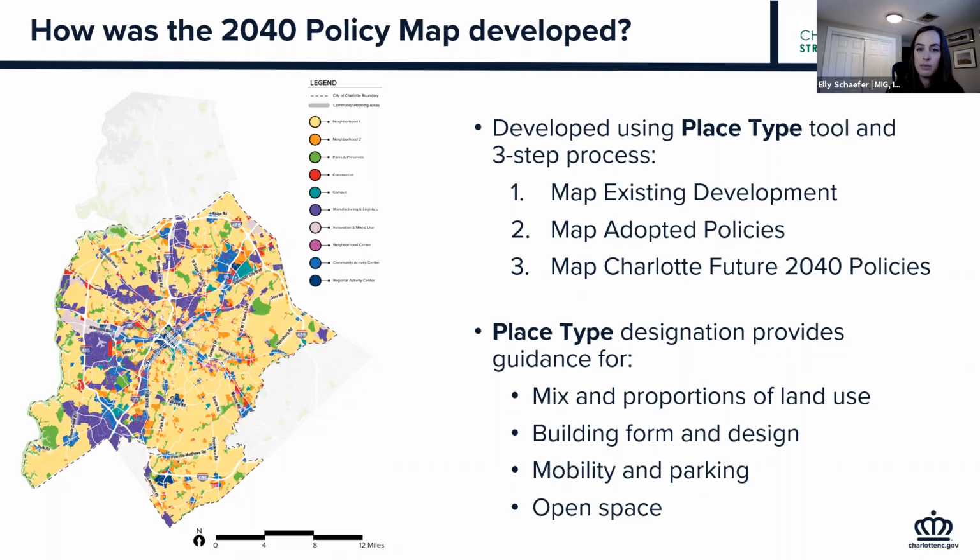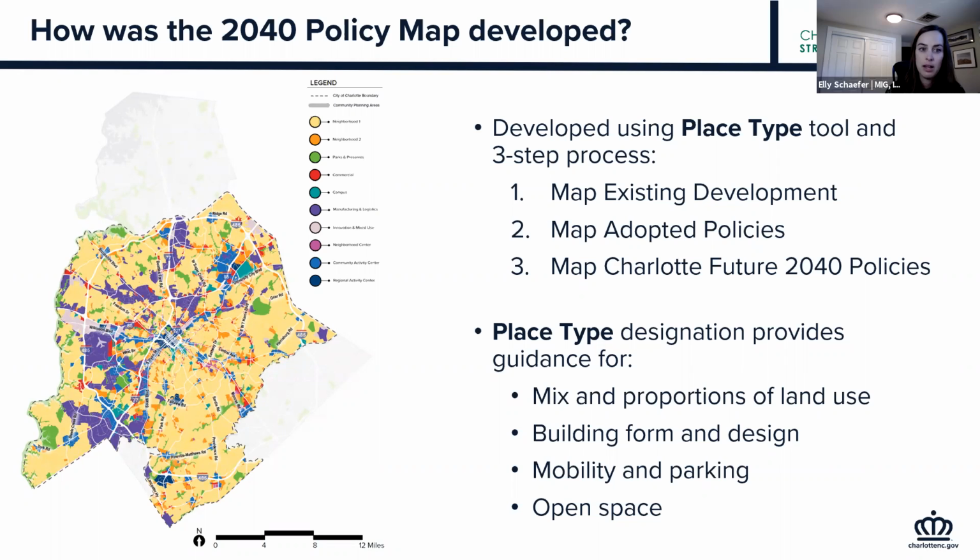So using the new place types tool, the draft 2040 policy map was developed following three steps. The first step was to translate existing development on the ground into place types. This step was completed to illustrate how the place types are intended to be applied at a half block or block level, and it's a helpful point of reference.